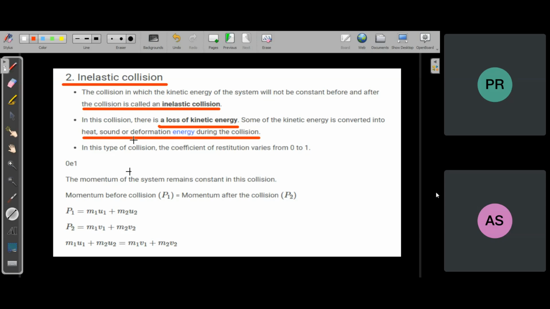In inelastic collision, whereas in perfectly elastic collision, the kinetic energy of the body gets converted into the elastic potential energy of the system, and it is 100% recovered back from elastic to kinetic again. Whereas in inelastic collision, it is not recovered back 100%. Some amount is always lost.